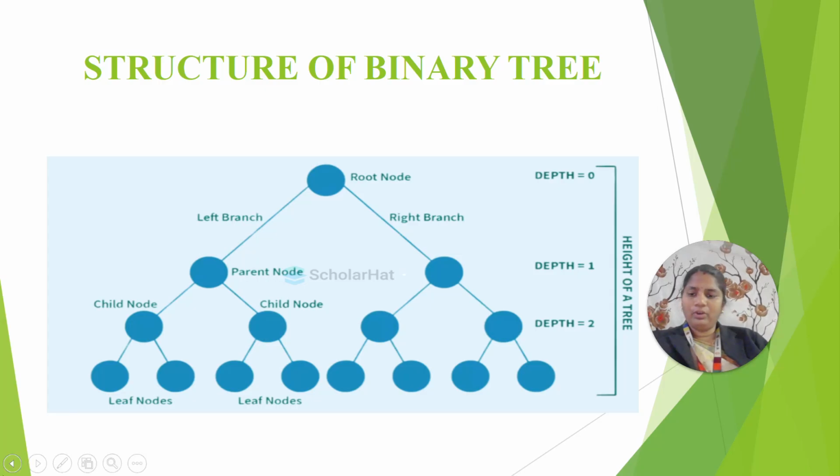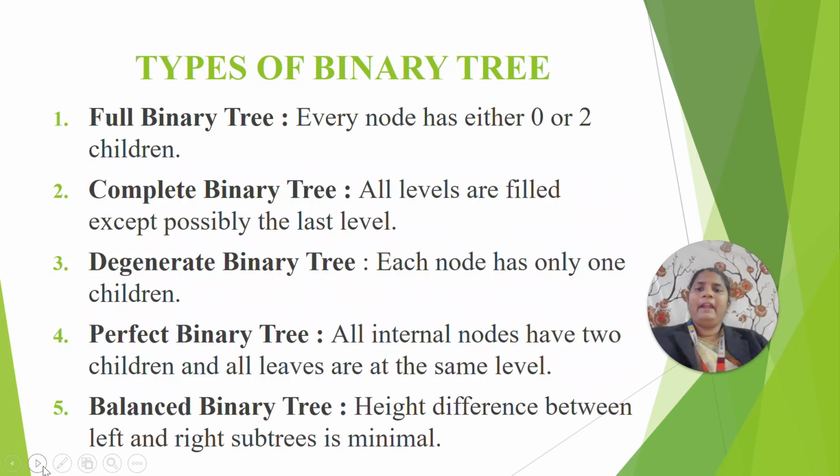So next we will go with types of binary tree. Now we have seen what a binary tree is. A binary tree is the one which has a root node and two children, followed by terminologies like parent, root, left child, right child, height, everything. So next we are going to see types of binary tree.